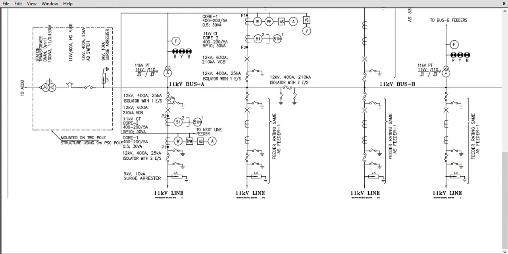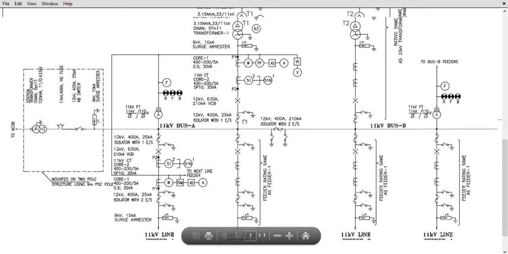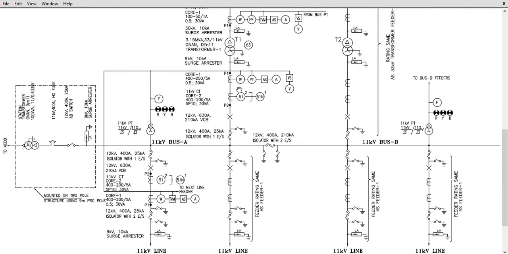But for now, we have a 11 kV isolator with earth switch. Again, we have a circuit breaker, then CTs, then again an isolator with double earth switch, then lightning arrestor. Here one difference you can observe. See, here we have CTs towards the line side, whereas here CTs are placed towards the transformer side.